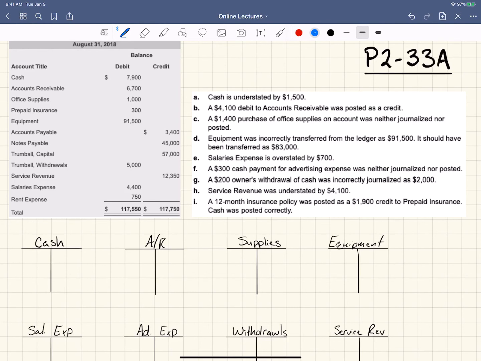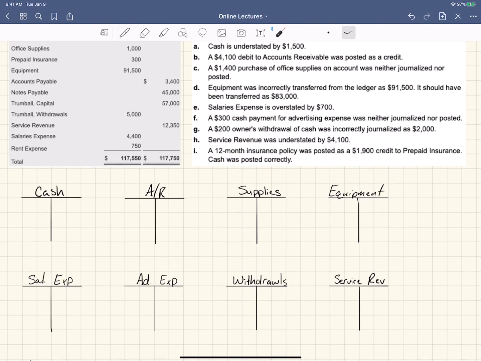So in this problem, we're given a trial balance, and that trial balance is over here. And this is the trial balance as is with all the errors in it, okay? Then we're given this list of errors, A through I, things that the accountants have done wrong or incorrectly, and that's making this trial balance wrong. And so what the problem ultimately wants you to do is fix the errors and then post the correct trial balance. Now, how does this work?